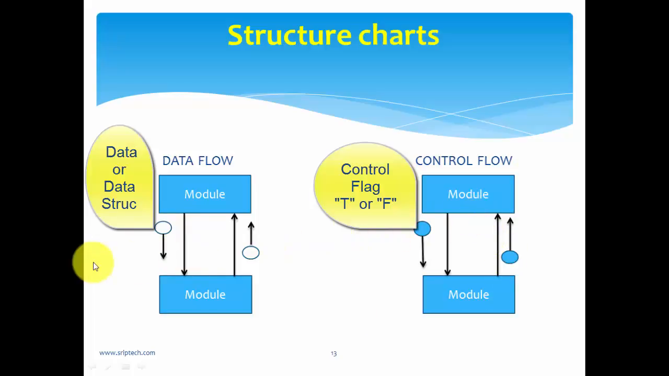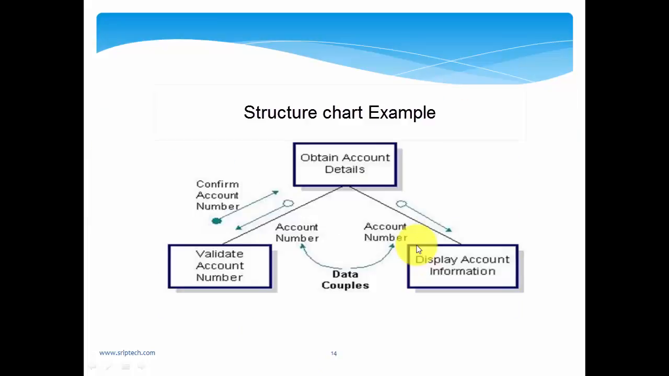The only difference between a data flow and a control flow is that in a data flow I have an arrow with a small bubble, but the bubble is not filled with any color. In a control flow, I fill it with a color. But we'll understand what exactly we mean by a data flow and a control flow after we consider an example. Generally a control flow is nothing but a flag, whereas a data flow is sending data or a data structure from one module to another module.